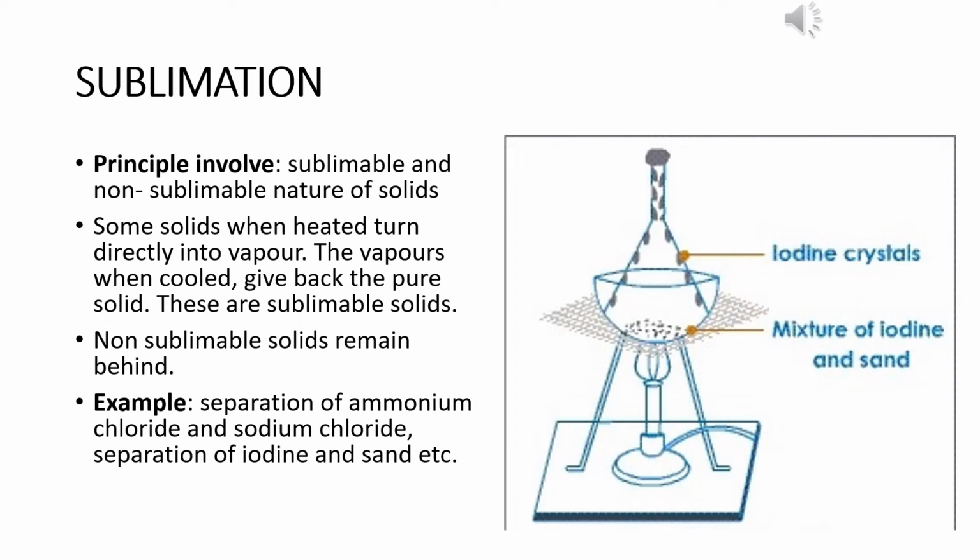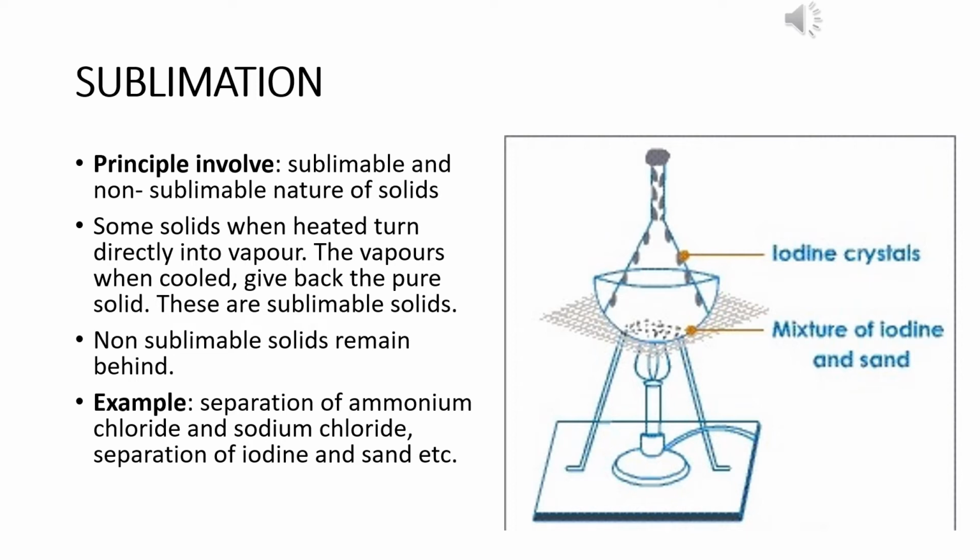Sublimable solids like iodine, camphor, naphthalene, ammonium chloride, etc., when present in a mixture, can be separated by the method of sublimation. Upon heating, the sublimable substance will just turn into vapor, and upon cooling, the vapor will again give the crystals of the sublimable solid, and the non-sublimable solid will remain behind in the bowl. Suppose I am given a mixture of iodine crystals and sand. In this mixture, the iodine crystal is the sublimable solid.